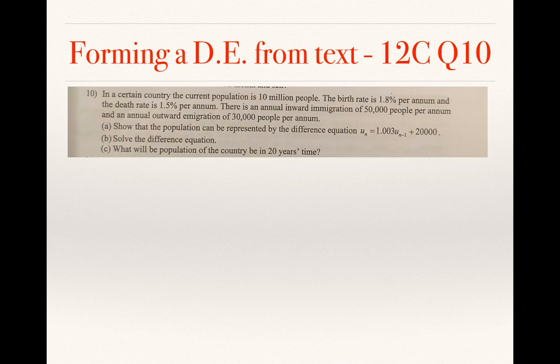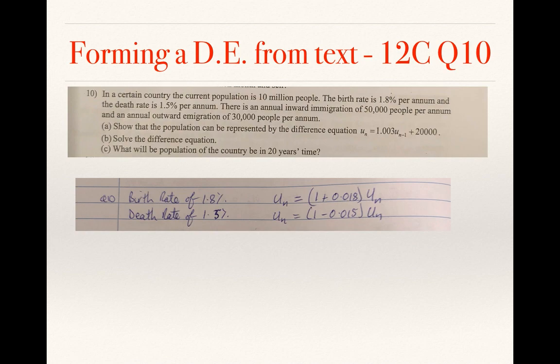Now, how do I form the difference equation? Well, we know there's a birth rate of that. So if I convert that to a decimal, that's 0.018. And if it was just the birth rate, what I would have there is u of, it should be n plus 1, there's a subscript, equals 1 plus 0.018 of u of n.